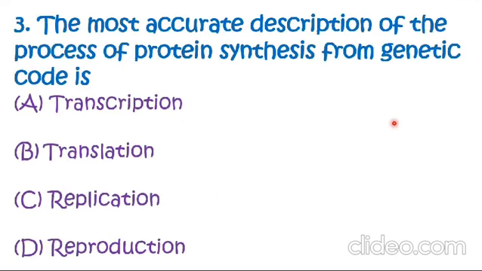Moving toward question number 3: the most accurate description of the process of protein synthesis from the genetic code is? Option A, transcription; option B, translation; option C, replication; and option D is reproduction. The correct option is B, translation. Basically, translation is a process by which mRNA, which carries the genetic code from the DNA, is used to make protein. So the correct option over here is B, translation.